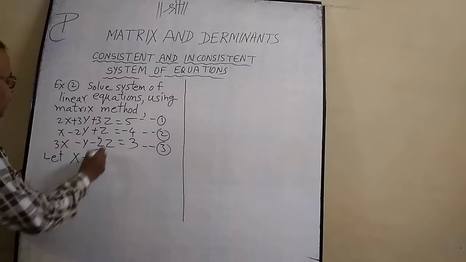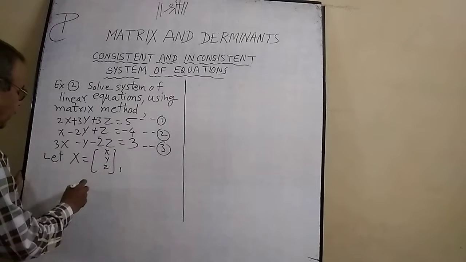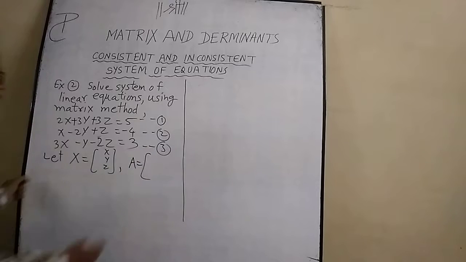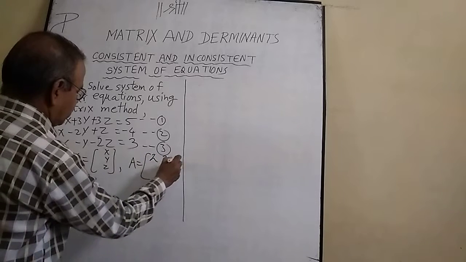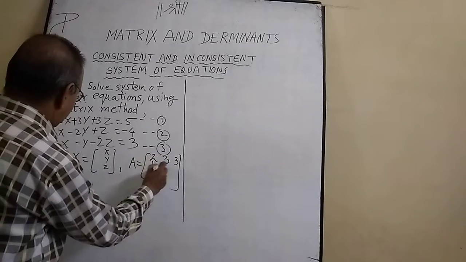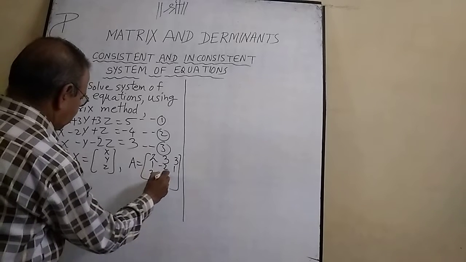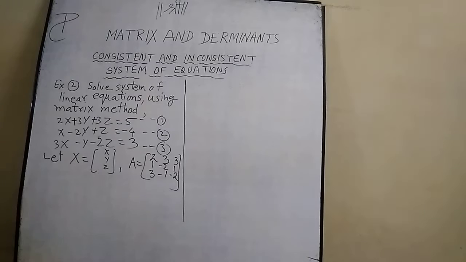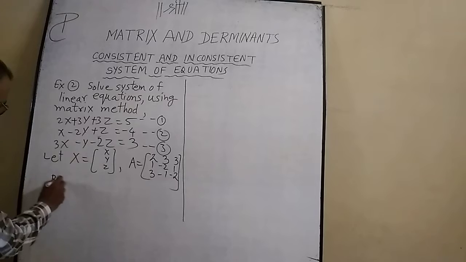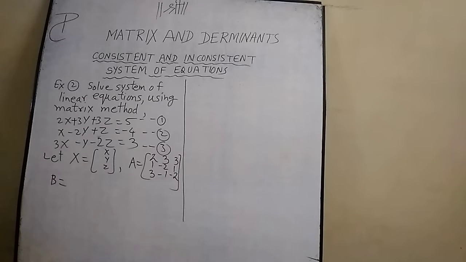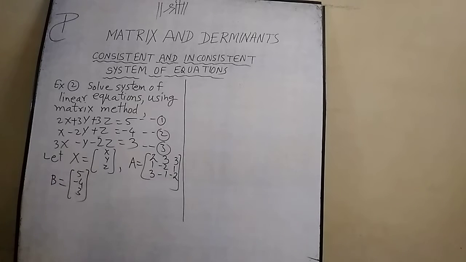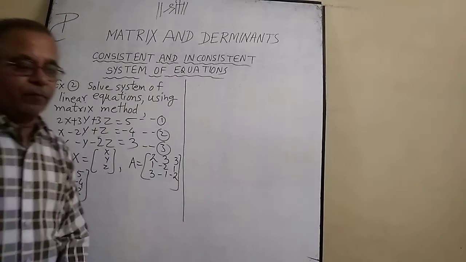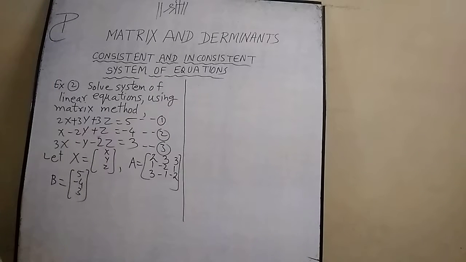First of all, let X be the matrix of x, y, z, and A be the matrix of all the coefficients of x, y, and z. So that is 2, 3, 3, then 1, minus 2, 1, and 3, minus 1 and minus 2. This is my third column. And after that, the B value is all the constant terms of the right hand side, that is 5, minus 4, and 3. Let us see one by one the cofactors and determinant value.